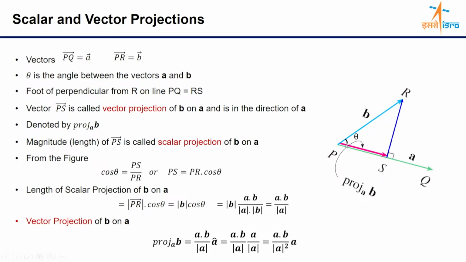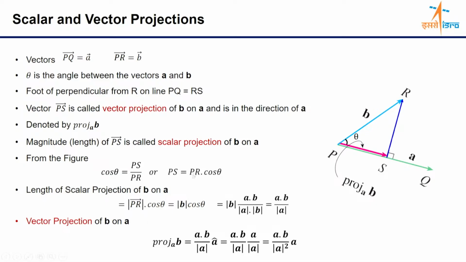So the projection of the B vector along the vector A will be the B vector times cos theta. Suppose you want to project one vector along another vector, you can simply write the vector times cos theta, where theta is the angle between the given vector and the other vector along which you want to project the given vector. And this PS equals PR cos theta.